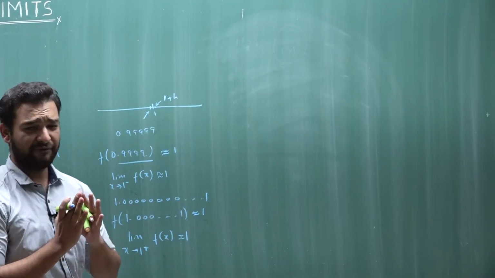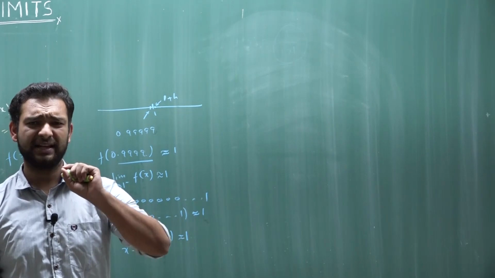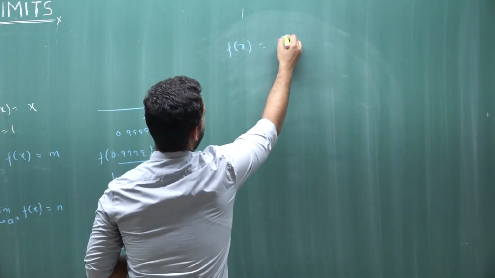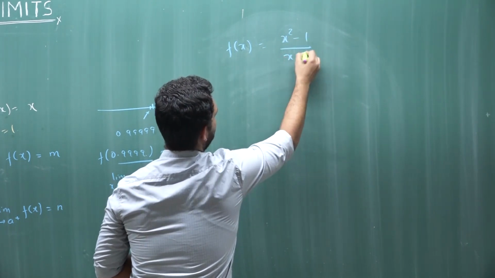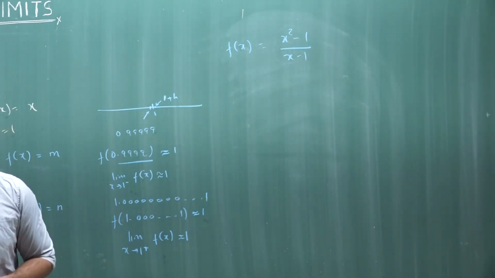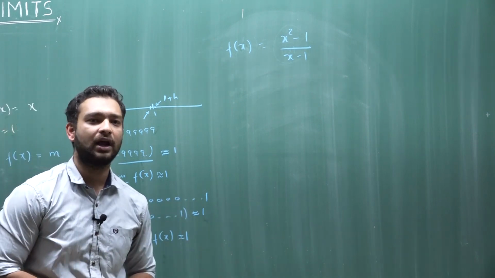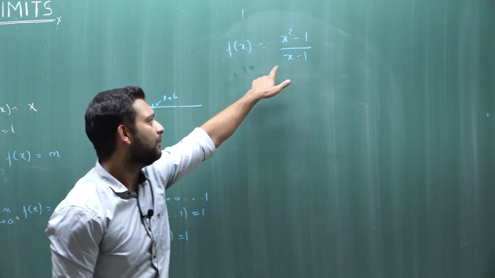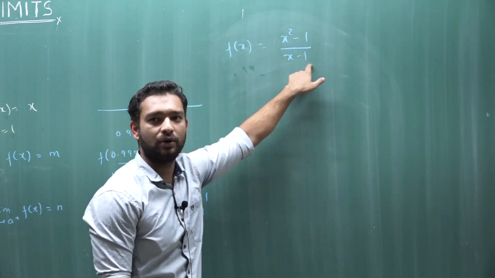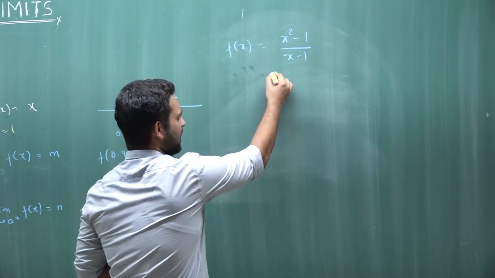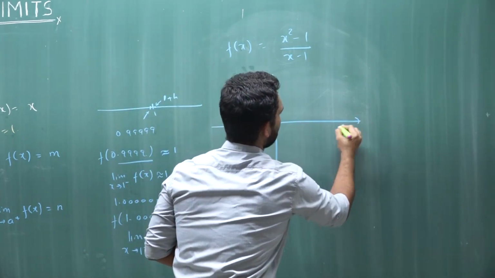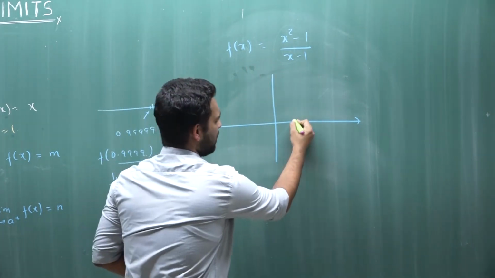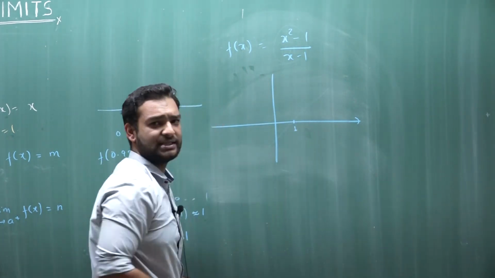So I was talking about some functions in which there is a break in the graph. Let's talk about the function f of x is equal to x square minus 1 upon x minus 1. You already know how to find the domain of a function. If you look at this function, it will be undefined at x is equal to 1. Why? Because the denominator is becoming 0. If you try to simplify it, it will not be defined at x is equal to 1.